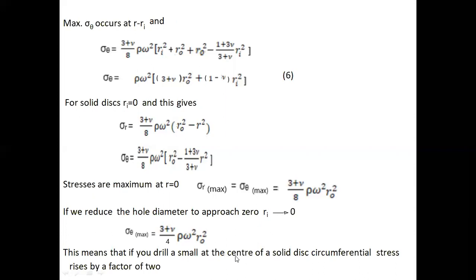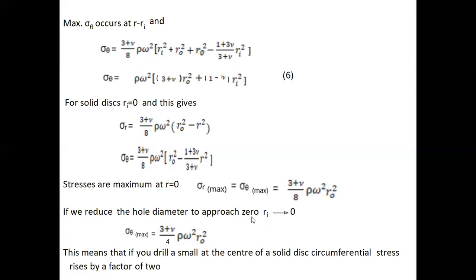So this simply means that if you have a solid disk, then the maximum stress at the center is (3 plus mu) by 8 rho omega square r square. But if you drill a small hole, approaching 0 means you have a small hole, then the stress becomes twice. With a hole, there will be a stress concentration, and this will increase the stress. Here in this case, it will increase it by 2.